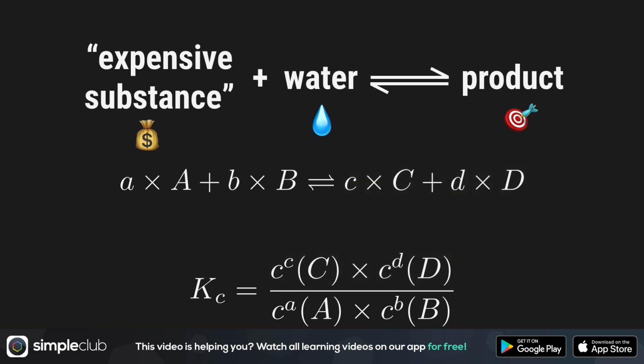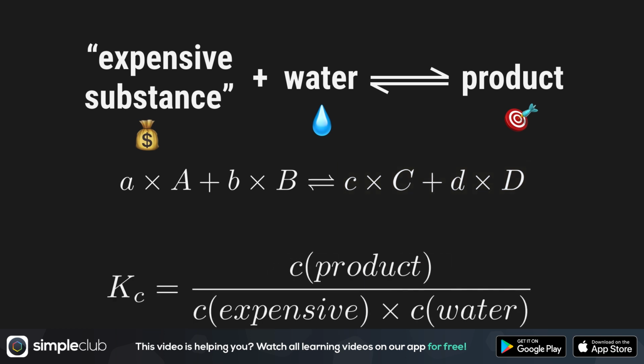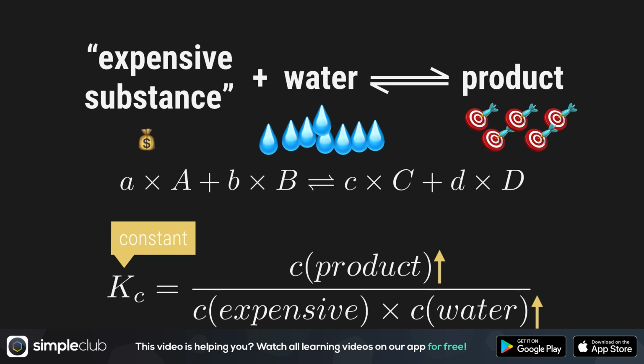For our equation, it looks like this. The thing is, the equilibrium constant Kc is constant. It doesn't change. Now, if you increase the concentration of water, then the concentration of the product must also increase. Otherwise, Kc would change. But it's as stubborn as a mountain goat and stays right where it is. Okay, so if you dump the cheap water, this intensifies the forward reaction. This generates more product. Needless to say, it also goes the other way around.